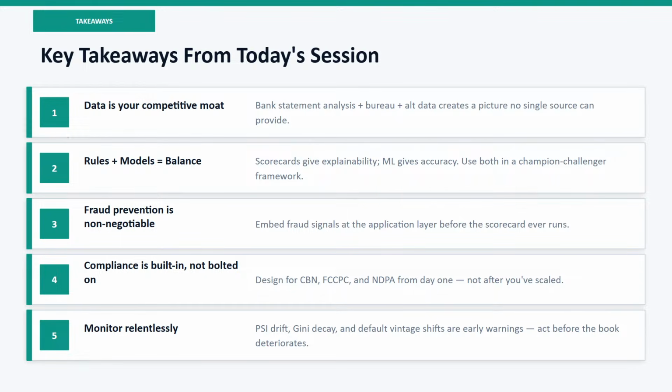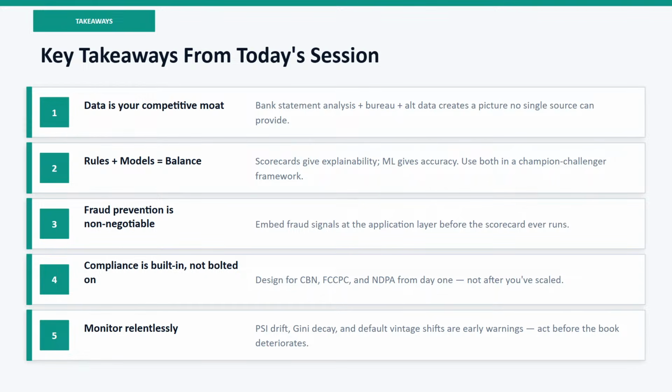Fraud prevention is also non-negotiable. When you are building the system, you are building it with the mindset that people are going to game the system. So you are building the system like a security guard, trying to mitigate as many exposures as possible. And compliance is also very important.